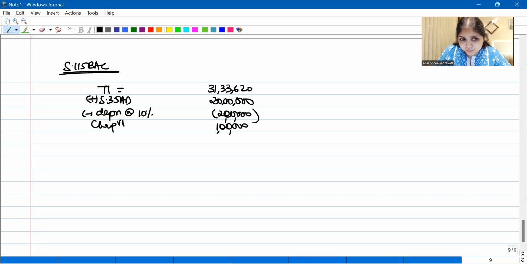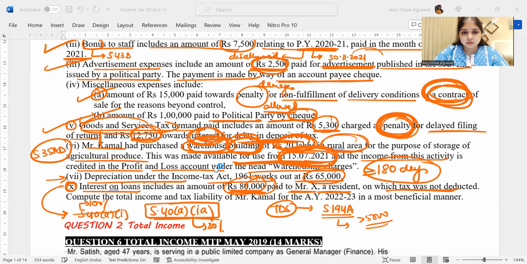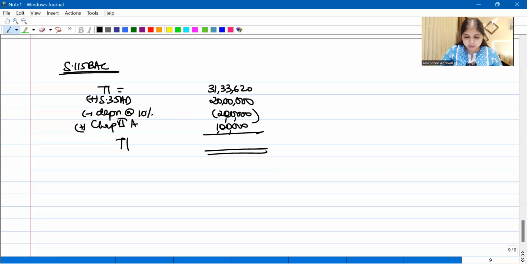This is your chapter 6A number. I'll add this back. So can you please tell me what is the total income of this assessee under section 115BAC? This is going to be 31,33,620 plus 20 lakh minus 2 lakh plus 1 lakh. This is going to be 5,33,620. Already in multiples of 10, so no question of rounding off.